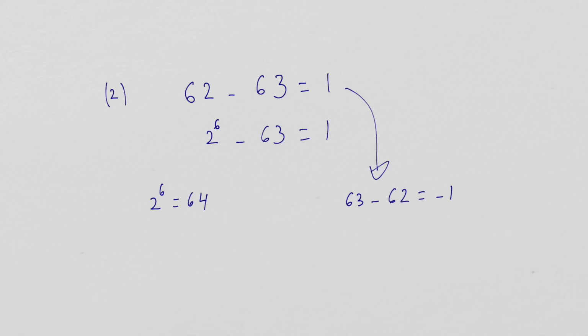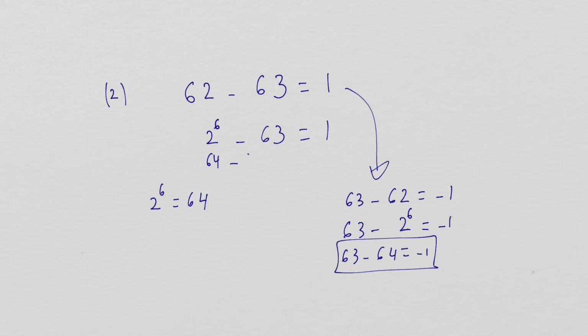Same trick. You leave the 63 alone. You leave the -1 alone. You leave the 2 alone with the minus, of course. And this 6 here, you put it right there. And now you have 63 minus 64 equals -1. All right? And in here you have 64 minus 63 equals 1.